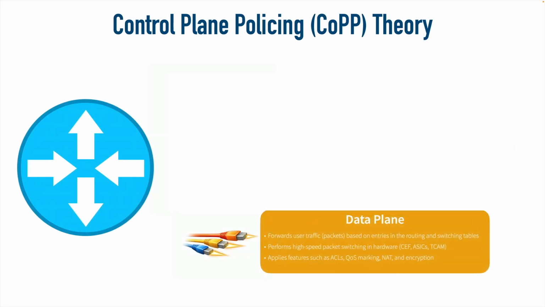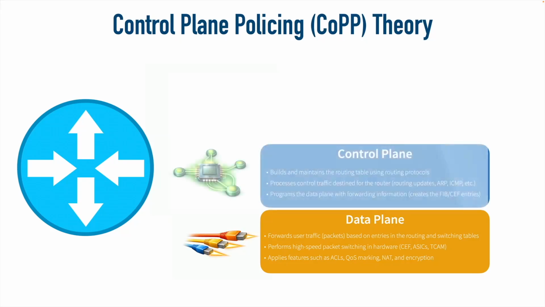Down at the data plane, we're concerned with getting traffic in the ingress interface and as quickly as possible out of the egress interface. We might do that by consulting the forwarding information base if we're configured for CEF. This is also where we might do some manipulation on our packets like encryption, performing network address translation, applying a quality of service marking, or maybe permitting or denying traffic based on an access control list.